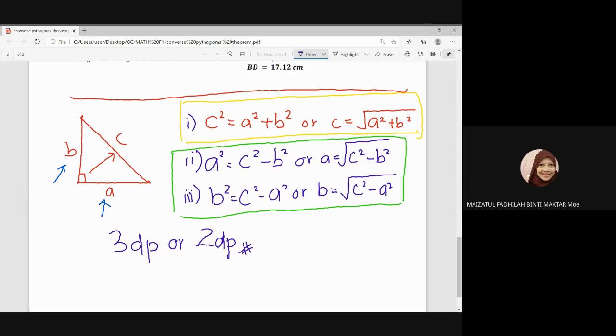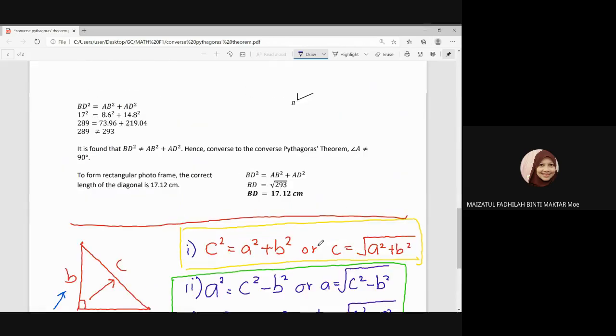Because many of you give me answers that have more than 5 decimal places. So in the exam that is wrong even though it is like that in your calculator. So you just round off to 3 decimal places or 2 decimal places. Right, so I hope you remember this one.